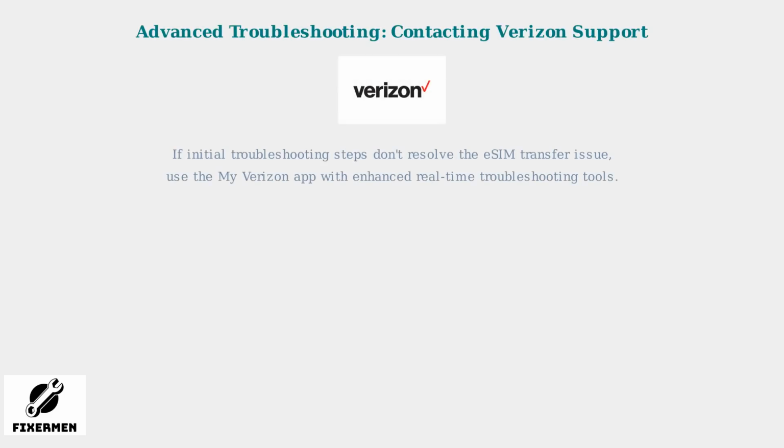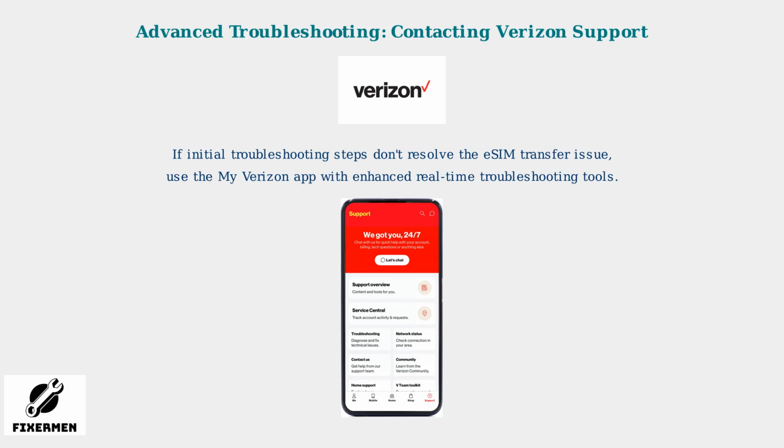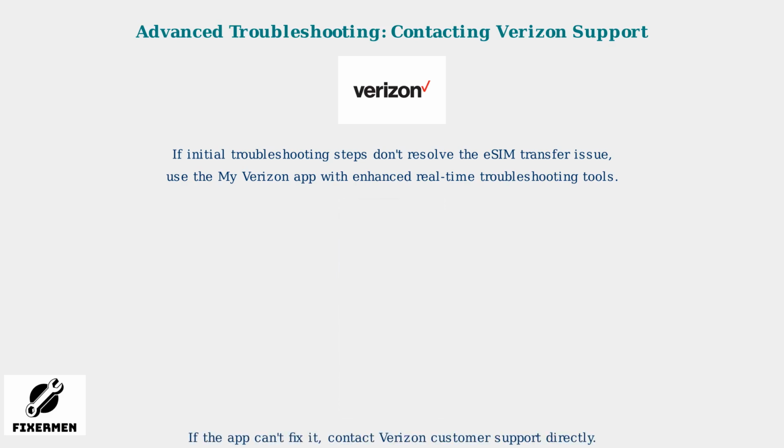If the initial troubleshooting steps don't resolve your Verizon eSIM transfer issue, it's time to contact Verizon support. Start by using the My Verizon app, which features enhanced troubleshooting tools that can detect transfer-related errors in real time. If the app cannot resolve the problem, contact Verizon customer support directly. When reaching out, be prepared to provide your account details, the IMEI number of your device, and a clear description of the issue you're experiencing. Verizon has significantly improved its resolution time from days to hours, partly due to AI-powered chatbots that can quickly diagnose transfer issues. This innovation is expected to reduce support tickets by 50% by 2028.